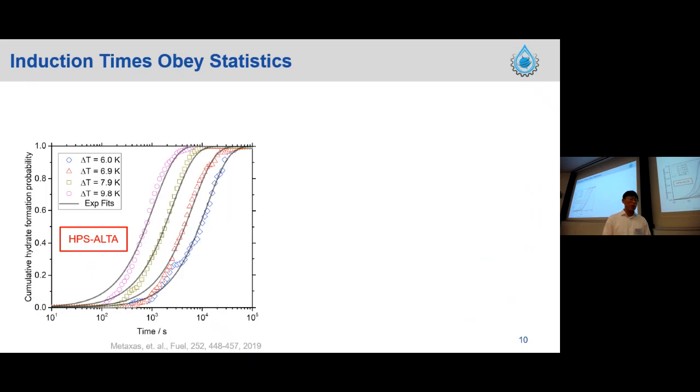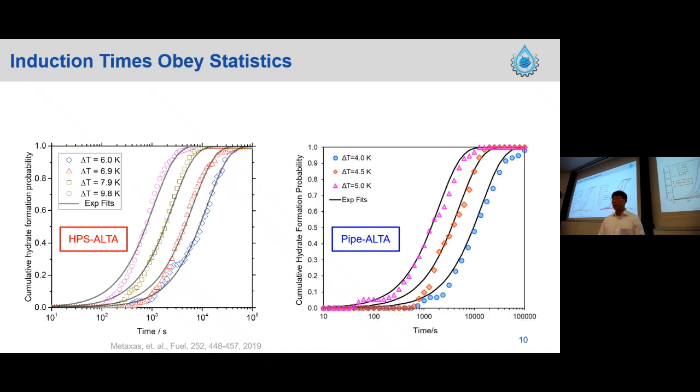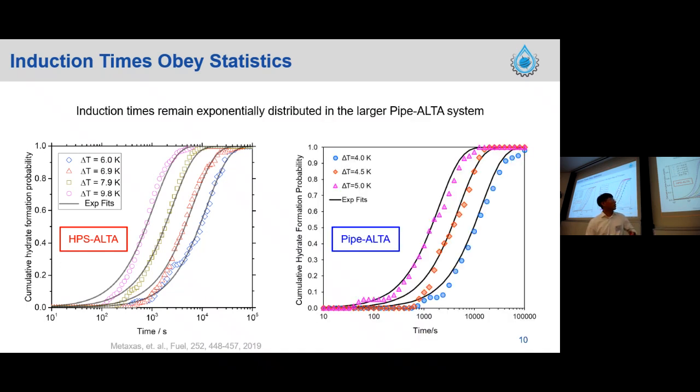So in HPS delta, which is a much smaller system, we observe that the CDF follows an exponential distribution. And then even in the much larger pipe delta system, we still see that induction time remains exponentially distributed. The next step, when we get these CDFs for different subcoolings, will be extracting that nucleation rate, which Mark explained earlier.